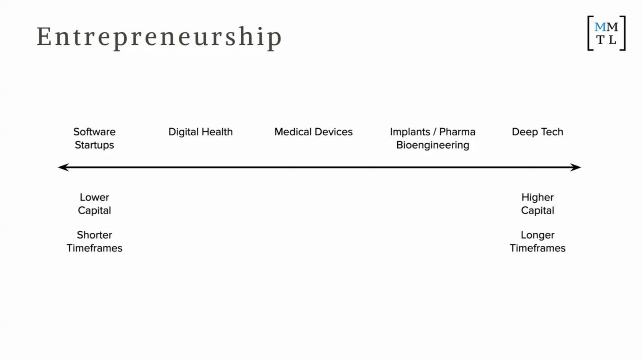For medical devices, you need around 10 to 50 million, potentially up to 100 million. And that takes around 5 to 7 years on average, right? Sometimes it can take longer, sometimes it can take shorter. Implants, pharma, and bioengineering is unfortunately the longest. So those are generally lead times of about 7 to 12 plus years. And usually around 100 million to $1 billion is roughly what you need, just because the clinical evidence that you need for these approaches is very, very high, right?